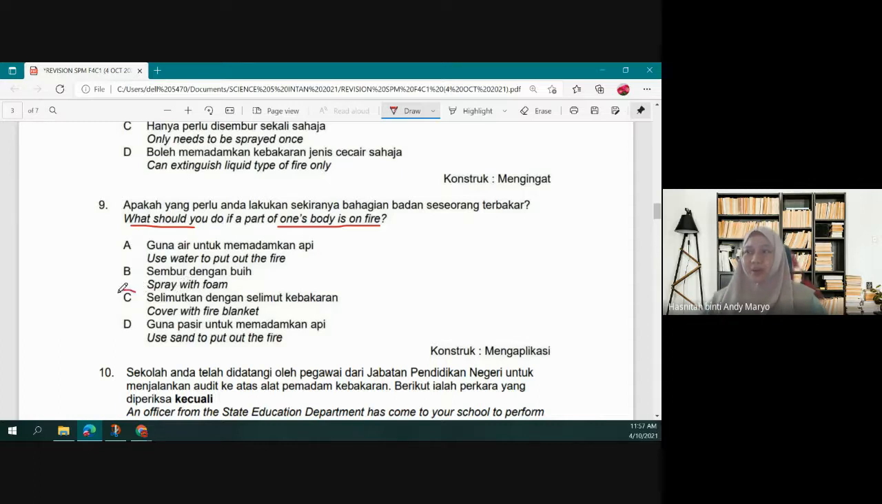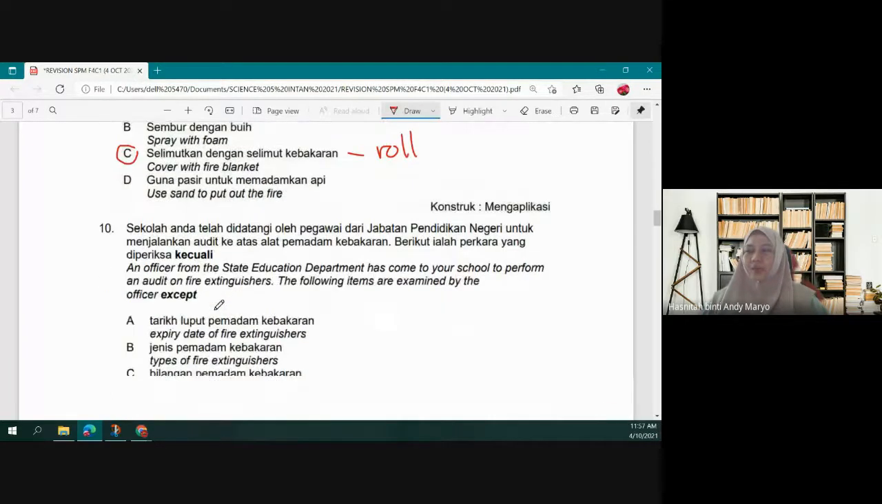Cover with fire blanket. If you don't have any fire blanket, you can also ask the person to roll around the floor. Okay, you can see this happen in a movie. Bila you tengok dalam cerita kan, ada orang terbakar, they will ask them to roll down. Okay, so either rolling or to cover with fire blanket. Okay, last question on the objective part, question number 10.